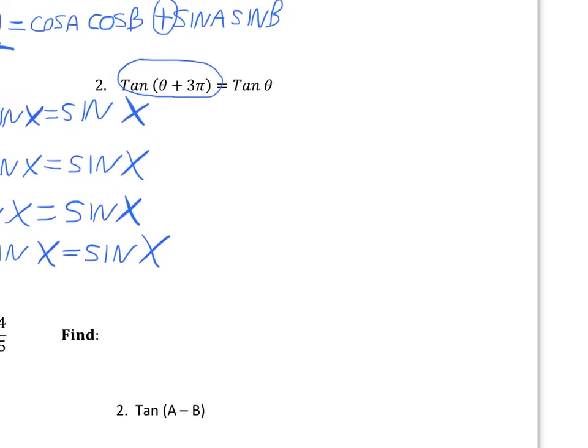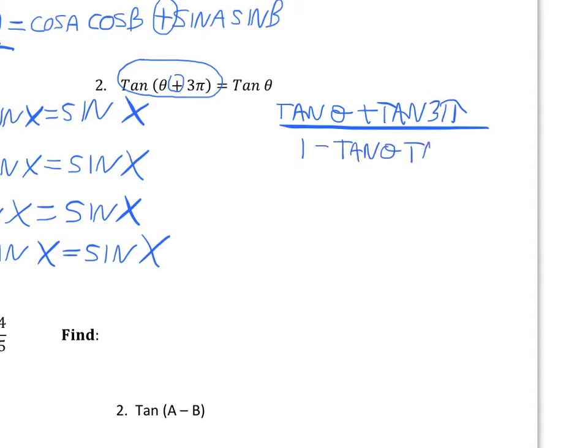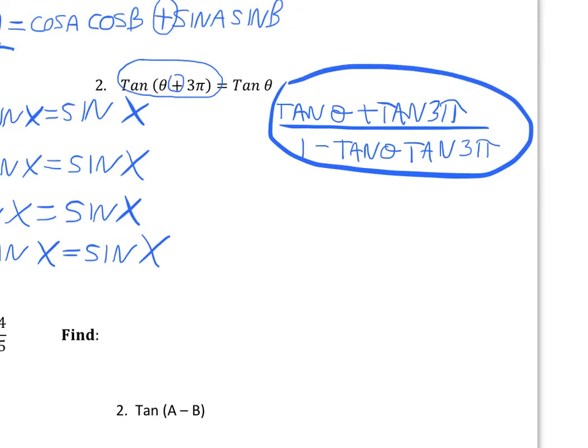If you use the formula for this, you would have tangent of theta plus tangent of 3 pi. And then since it's plus on the inside, in the bottom you do the opposite sign, so it's 1 minus the product of tangent of theta times the tangent of 3 pi. And then you would evaluate this, and you would eventually get this whole thing to equal that tangent of theta. Okay? So that's pretty much it. Just use your sum and difference identity, and then you'll easily get it to equal that other side.